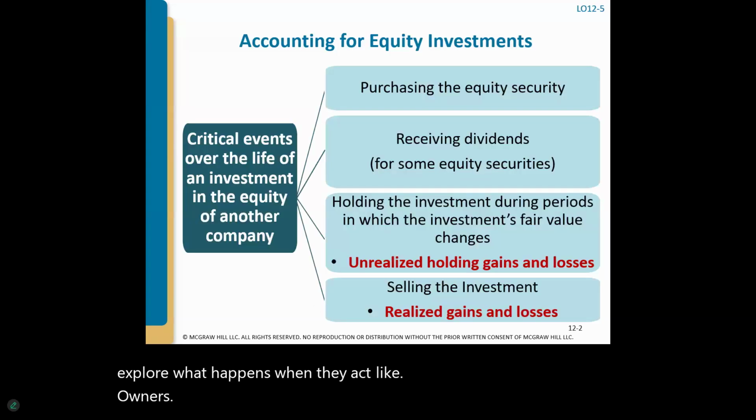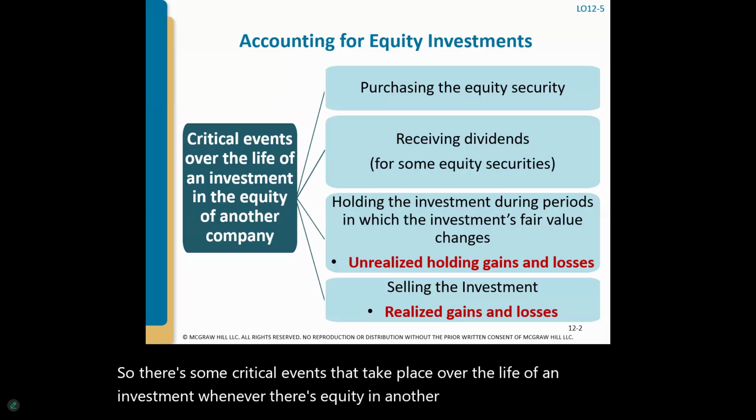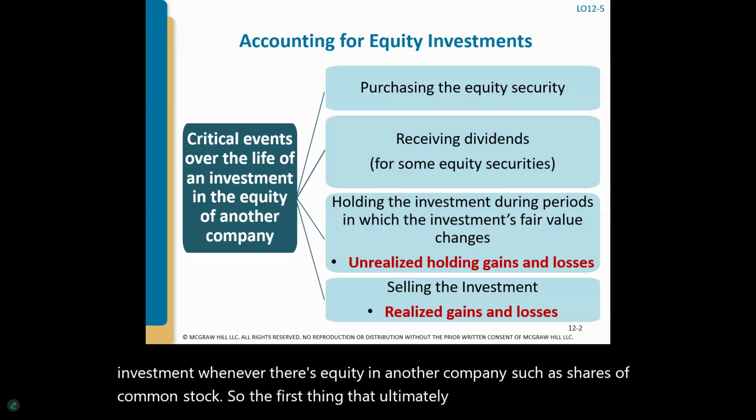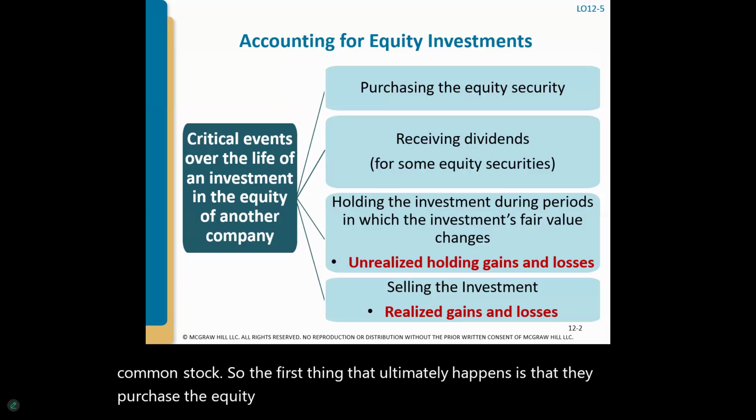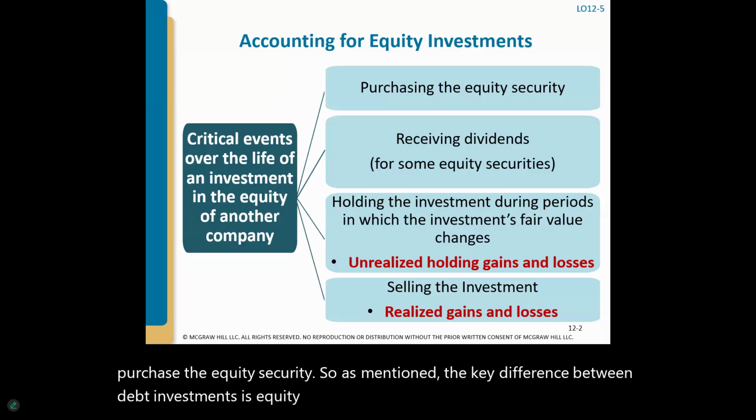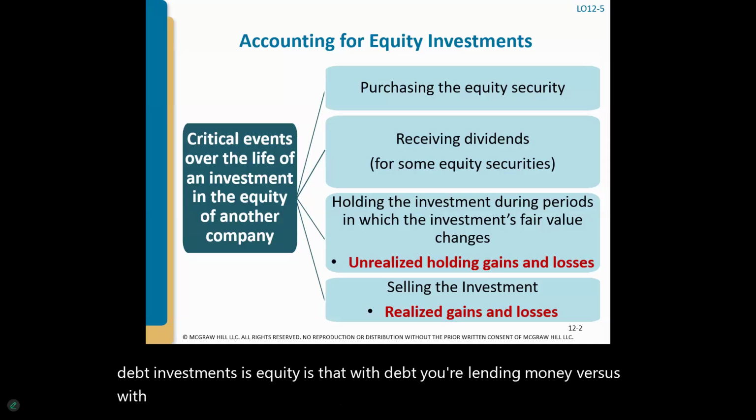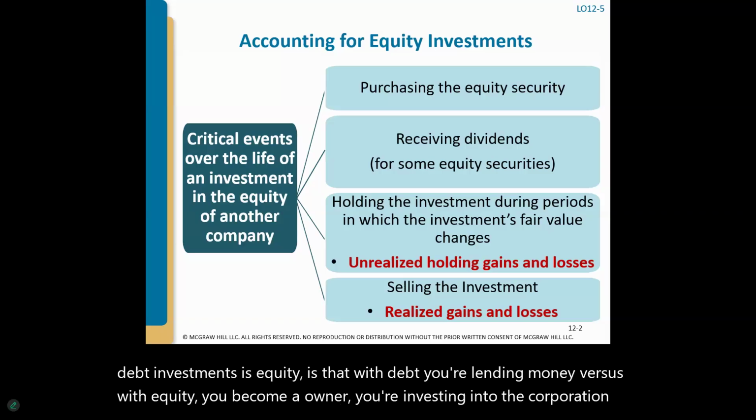So there are some critical events that take place over the life of an investment whenever there's equity in another company, such as shares of common stock. The first thing that ultimately happens is that they purchase the equity security. As mentioned, the key difference between debt investments and equity is that with debt, you're lending money, whereas with equity, you become an owner. You're investing in the corporation. So there's purchasing the equity security.